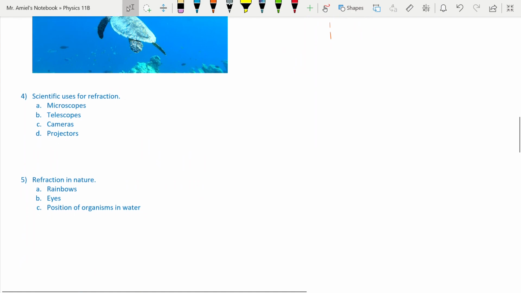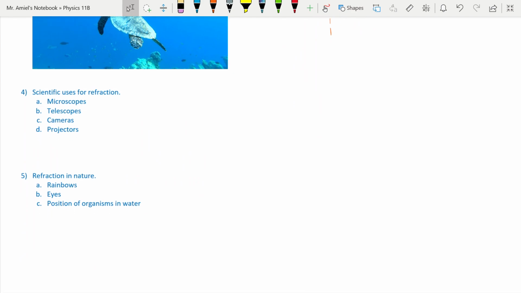Okay, so what are some scientific uses for refraction? Well, anything that uses a lens, microscopes, telescopes, cameras, projectors, anything with a lens, is taking advantage of refraction, right? And we looked at this with mirrors. We can say the same things with lenses.